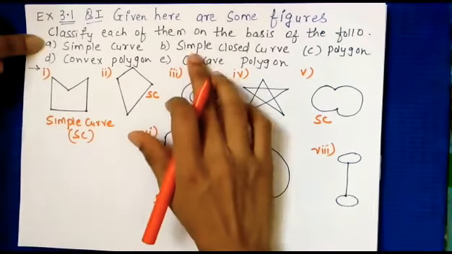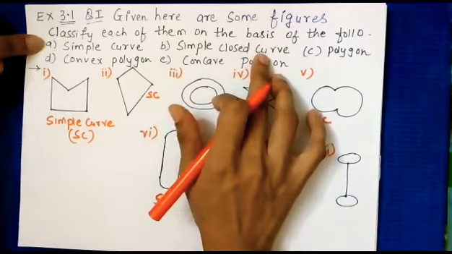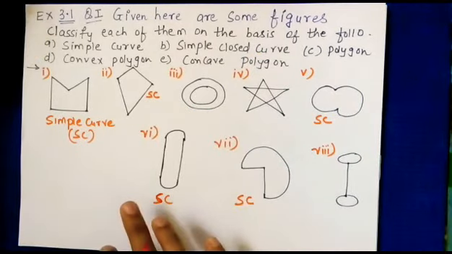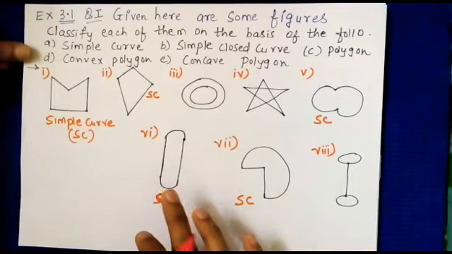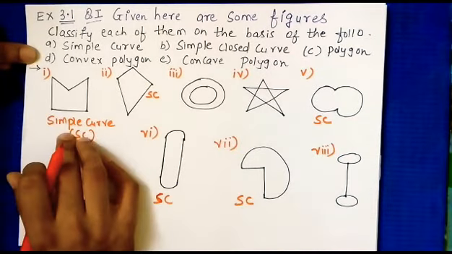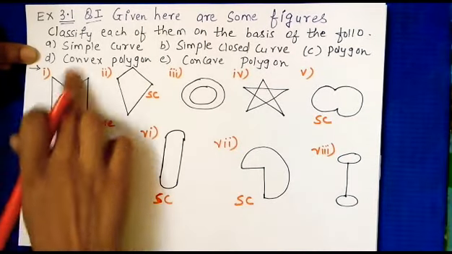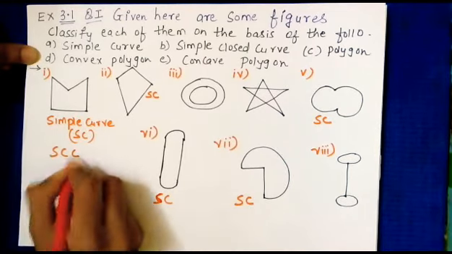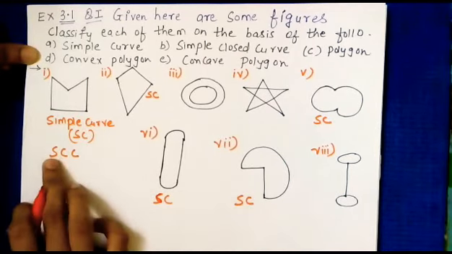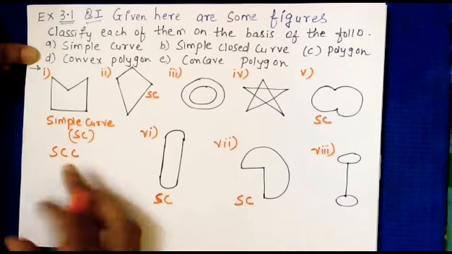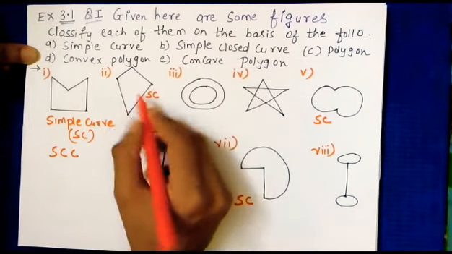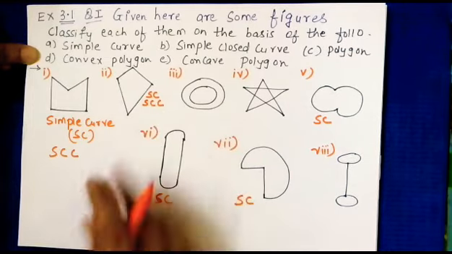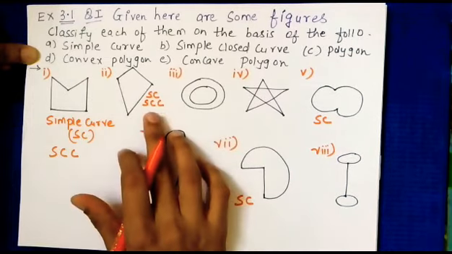Now next is simple closed curve. We know that these are all simple curves. Now we will check that they are simple closed curves. They should be closed also. So the first one is a simple curve and it is closed also. You can see this figure is closed. So this one is a simple closed curve. SCC means simple closed curve. Now the second figure is also closed, so this is also a simple closed curve.